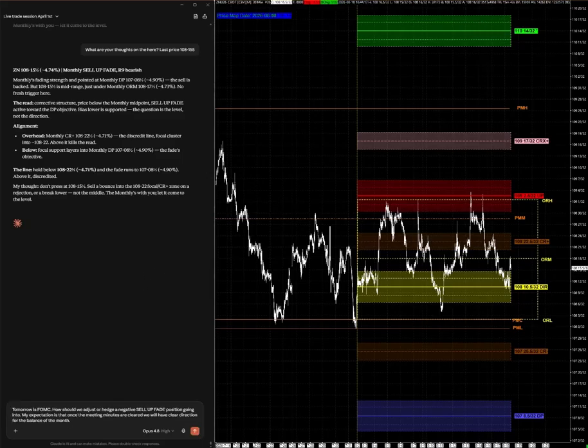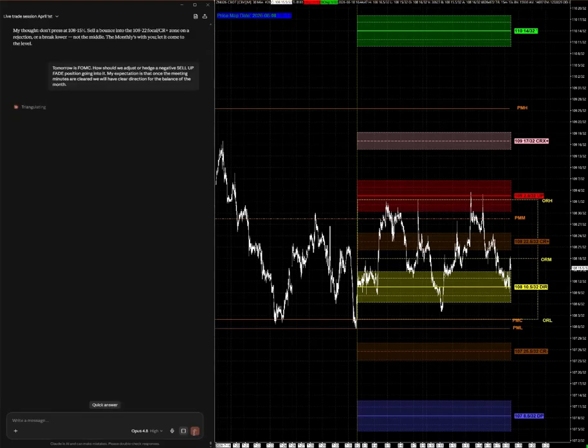So tomorrow's FOMC, how should we adjust or hedge a negative sell UP fade position going into it? So let's ask the Navigator how we should position for the FOMC meeting. My expectation is that once the meeting minutes are cleared, we will have clear direction for the balance of the month.